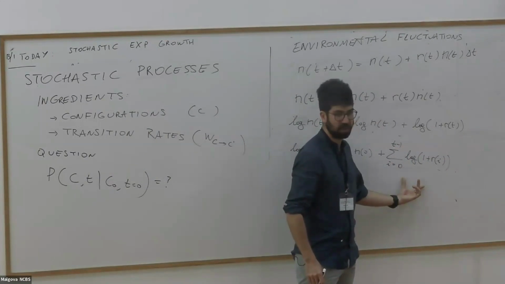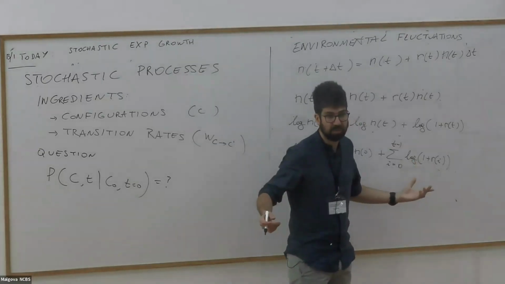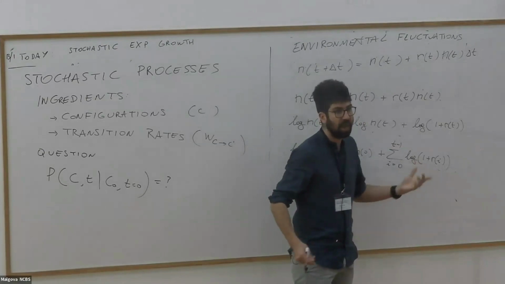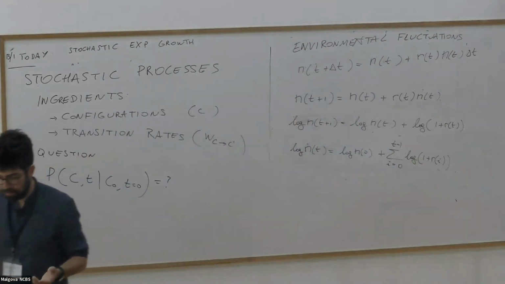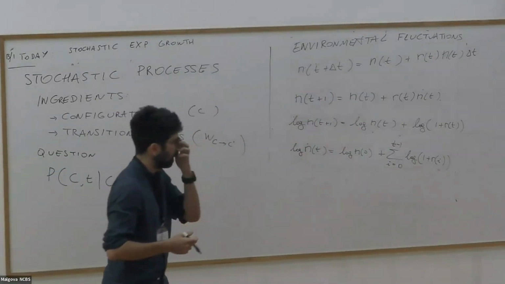Where did you see this equation? Suppose that t is large. This is a sum of some random variables, and let's say that the growth rate is some independent random variable with some mean and some variance. Yes, okay.